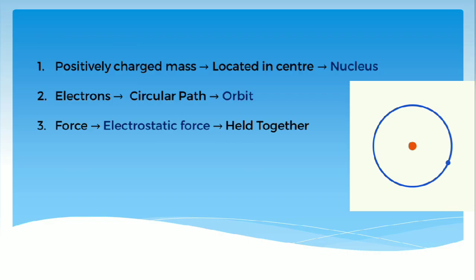So the positively charged mass is located at the center and electrons are in a circular path. So this is the nucleus. The positive charge and mass are almost concentrated here. Now the electrons are revolving around it. The force is electrostatic force. So due to the electrostatic force, it is holding together.